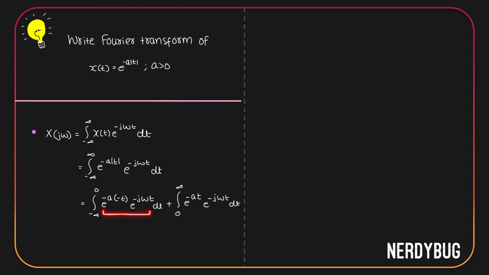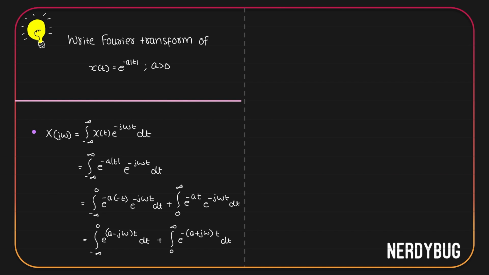We can combine these two by adding their exponents and these two by adding their exponents. So this becomes integral from minus infinity to 0 e raised to a minus j omega t dt plus integral from 0 to infinity e raised to minus of a plus j omega t dt.